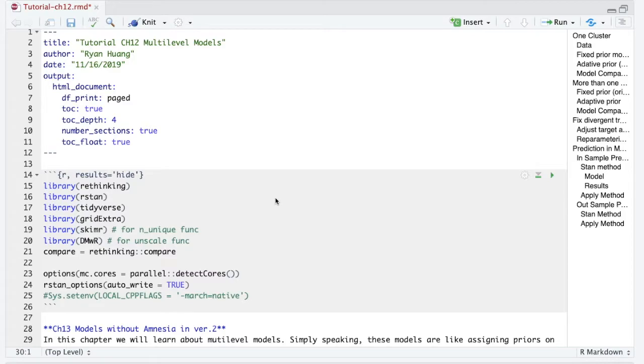Hello everyone, welcome to the tutorial for chapter 12. It's the 13th chapter in the version 2 textbook. Whatever version you are using, in this chapter we will learn about the same thing, the multi-level model.